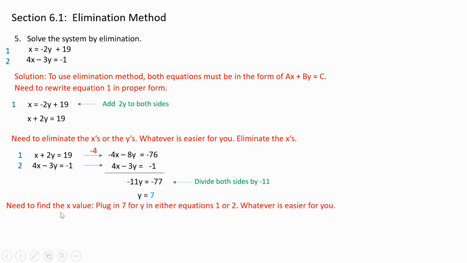Now we do the same thing as before. We need to find the x value. So we're going to plug in 7 for y, right? Because y is 7, into either 1 or 2. So here, guys, you can either go to 1 or 2, or you can go to the one at the beginning. Because this one at the beginning, x equals negative 2y plus 19, is the same thing as x plus 2y equals 19. So in my opinion, it's easier to go to number 1 from the beginning, because the x is already isolated. So I'm going to plug in 7 for y in here.